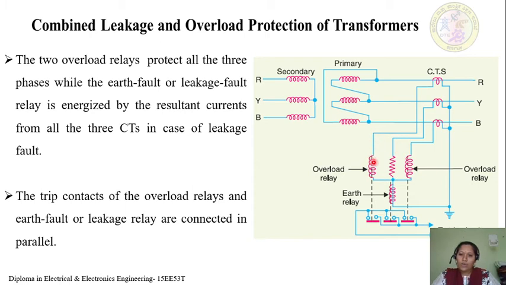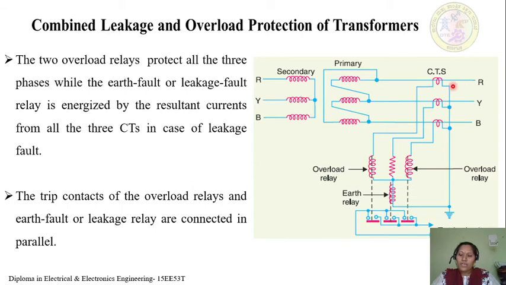When the current flows through this overload relay, this switch gets closed. When this switch is closed, the trip circuit will get energized and isolate the circuit.